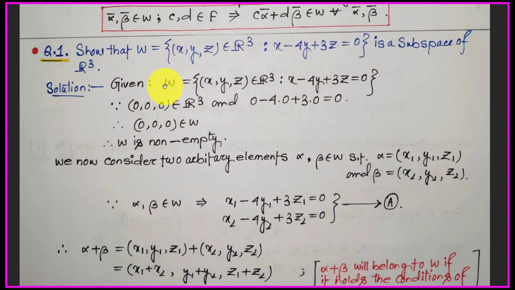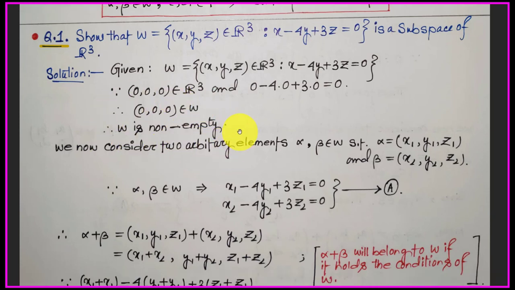and if any element satisfies the condition of a given set, then that element should belong to the given set. First, given W equals this, since 0 belongs to R, (0, 0, 0) belongs to R3, and we also see that in place of x, y, z, if we put 0, 0, 0, the condition holds or is satisfied. Therefore (0, 0, 0) belongs to W, therefore W is non-empty. First condition holds, that is, the given set is non-empty.